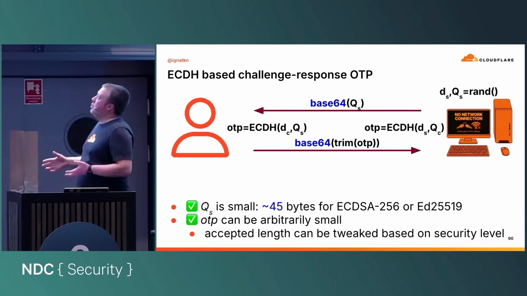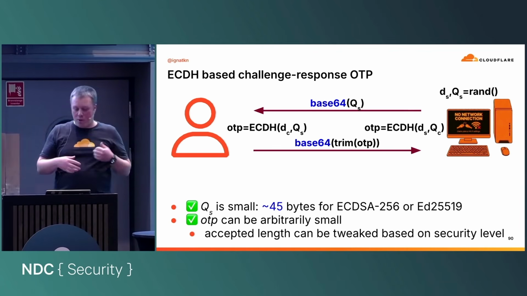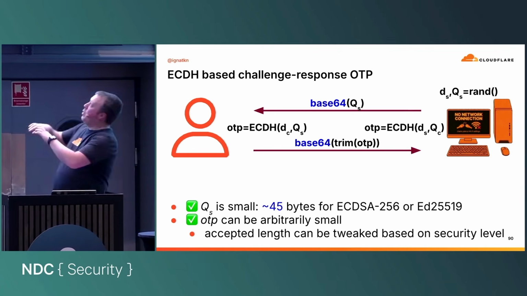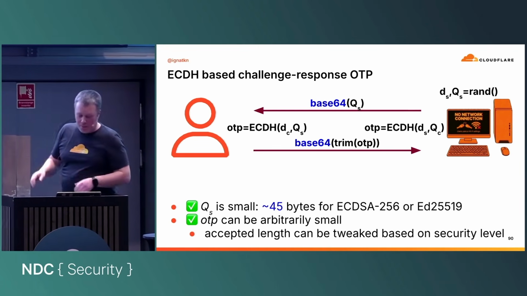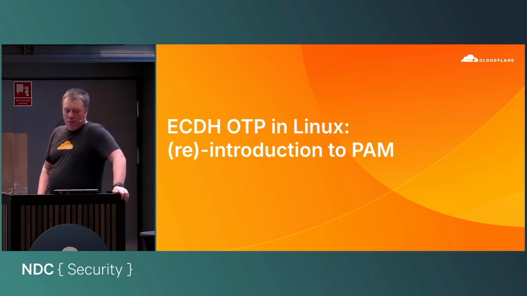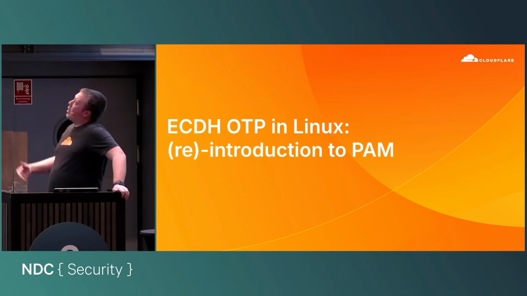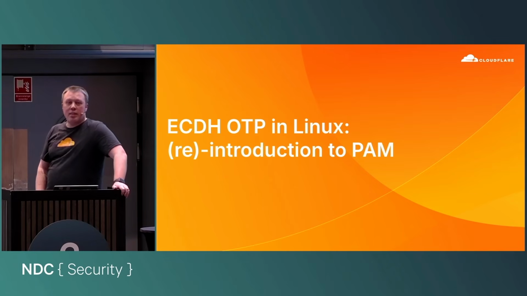So this is what we did. We use this schema as an OTP authentication for emergency access. Now we know what we want to do. The question is how we're going to do it. And in Linux, this is where I wanted to reintroduce a subsystem called PAM, pluggable authentication modules.